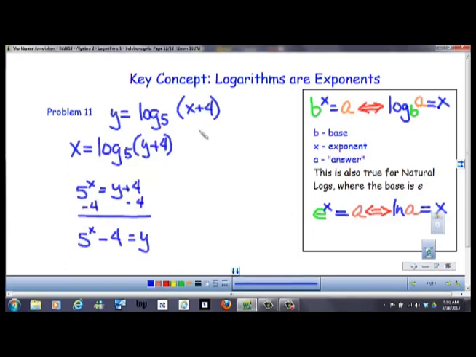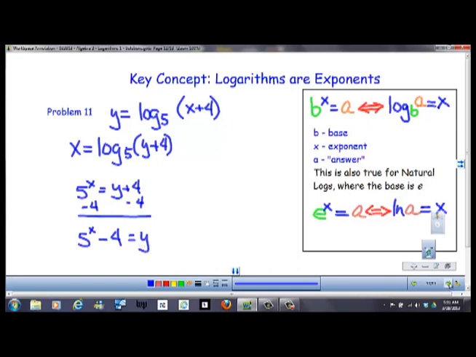Problem 11, here's the parentheses, so all of this is the answer. Transpose x and y. X is equal to log base 5 of y plus 4. 5 to the x is equal to y plus 4. Subtract 4 from both sides. 5 to the x minus 4 is equal to y.